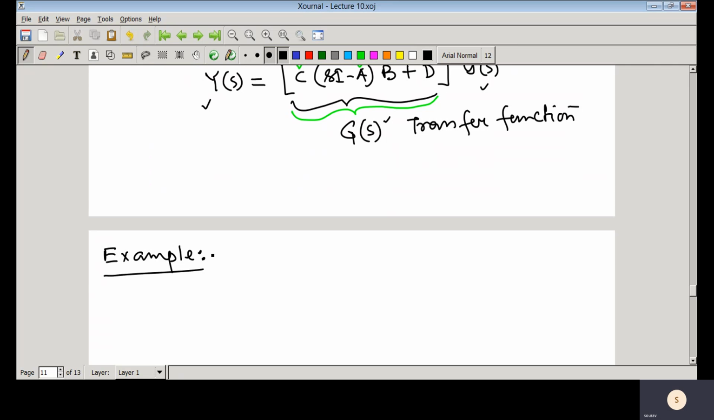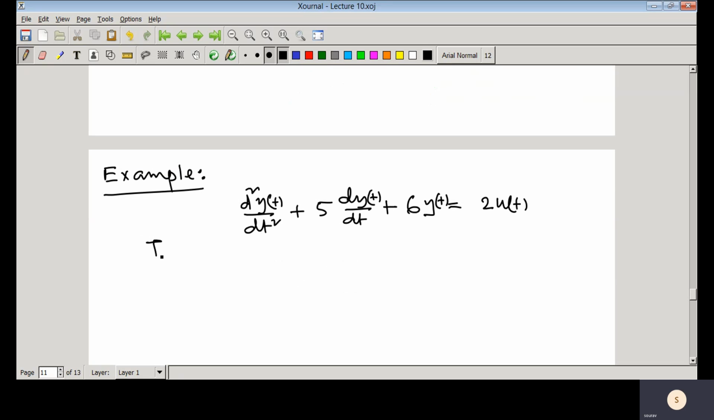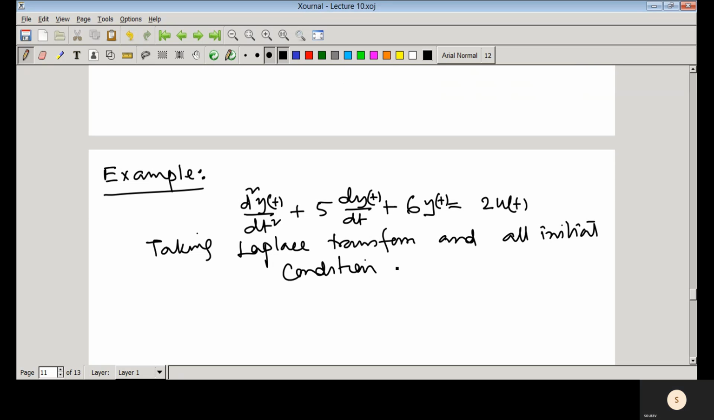So suppose you have a dynamical system which is described by this differential equation 5 dy by dt plus 6y equal to 2 ut. So these all are functions of t. So then from here, just by taking Laplace transform, and all initial conditions are 0, what do you get?